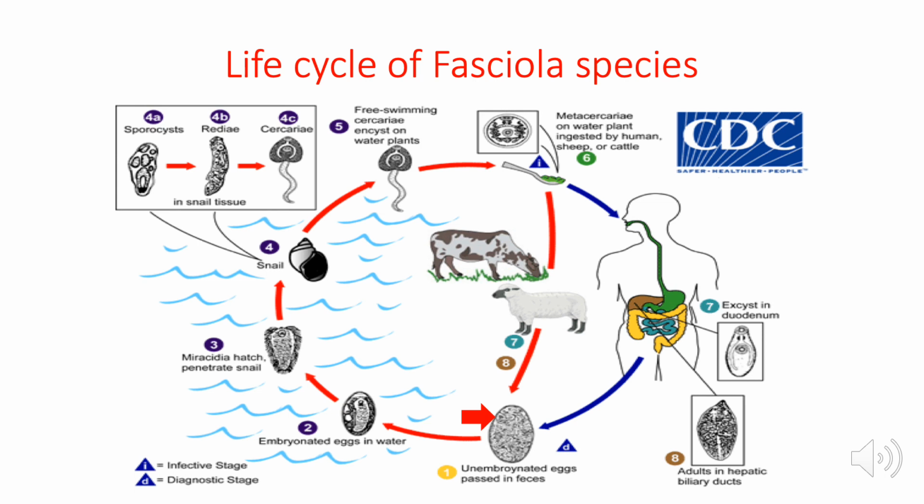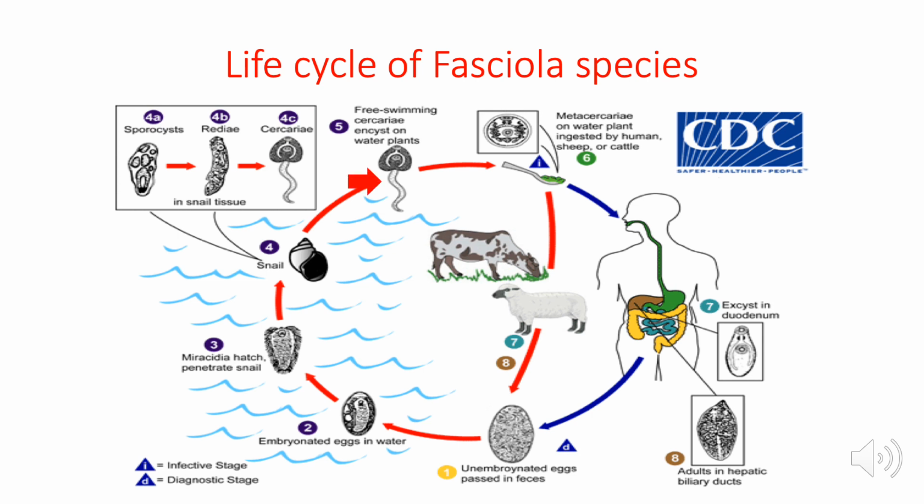Now, this unembryonated ovum should stay for days in the water before it will embryonate and release the ciliated stage, which is the miracidium. The miracidium will infect the first intermediate host, which is a snail. Once inside the body of the snail, the miracidium will transform to form the sporocyst. The sporocyst will form the feeding stage, the redia, and the redia will eventually release the tailed stage, cercaria, which will come out of the body of the snail.